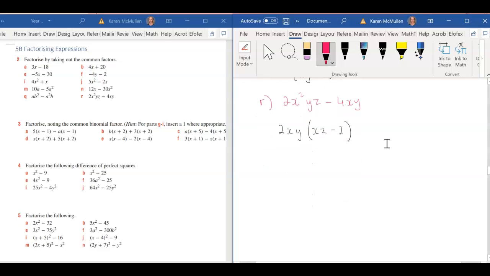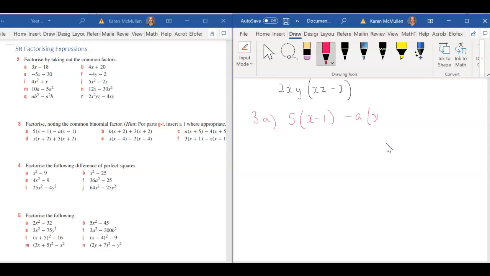All right, moving on to question 3. Instead of having a common factor that is just a single term, what we've got now is a common factor that is a bracket. You can see each term has an x minus 1. So all we do is take out x minus 1 as a common factor, and then whatever was multiplying that bracket is what we're left with. So 5 minus a.